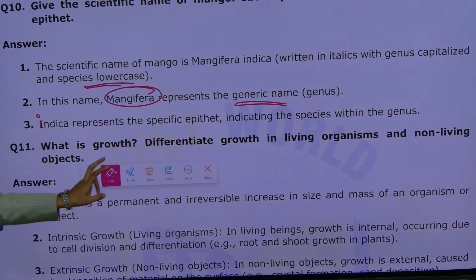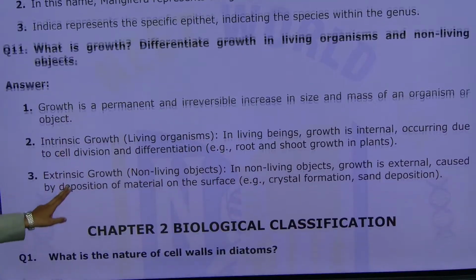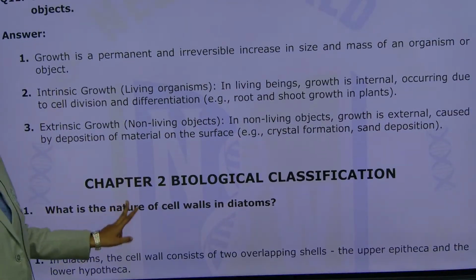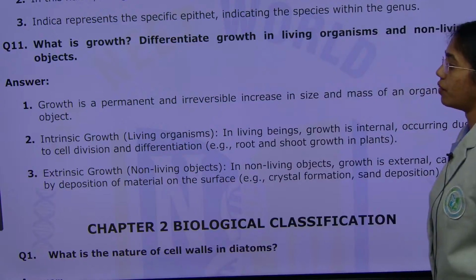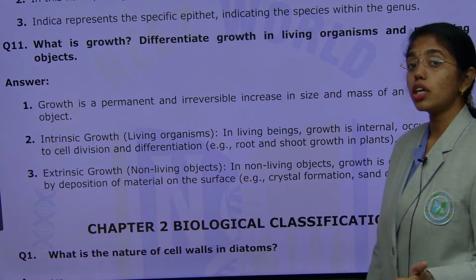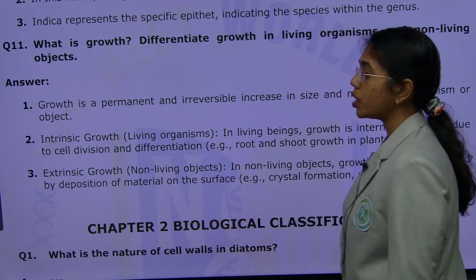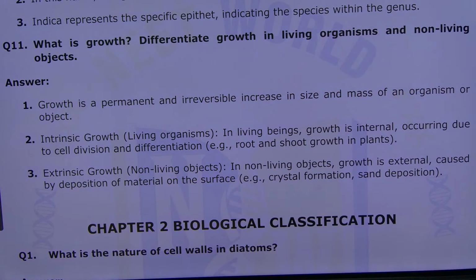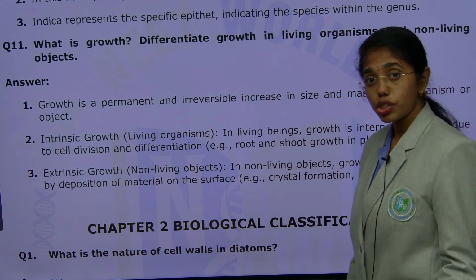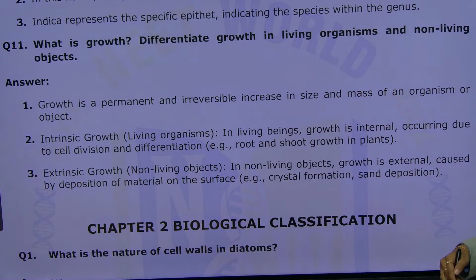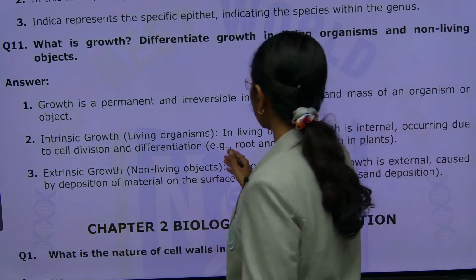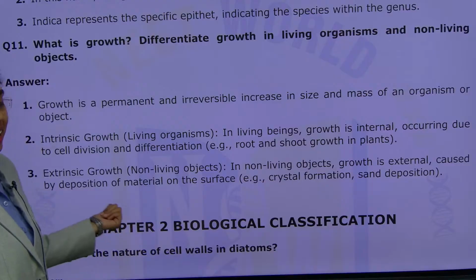Very simple. Next, what is growth? Differentiate growth in living organisms and non-living things. Growth is a characteristic feature, not a defining feature at all. Growth can be classified into intrinsic growth and extrinsic growth. Intrinsic growth is observed in living organisms, and extrinsic growth is observed in non-living objects. Intrinsic growth is internal and occurs by cell division as well as cell differentiation. Extrinsic growth is external and is caused by deposition of materials on the surface. Examples are crystal formation and sand deposition.